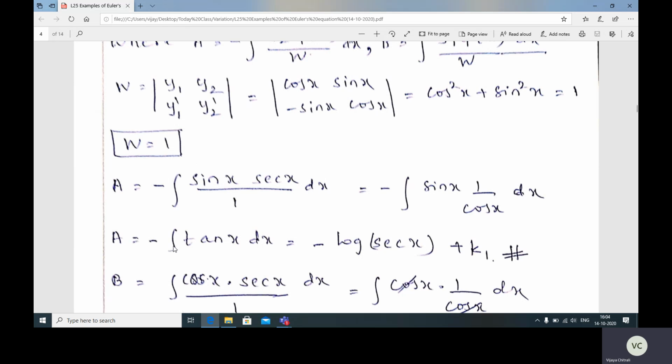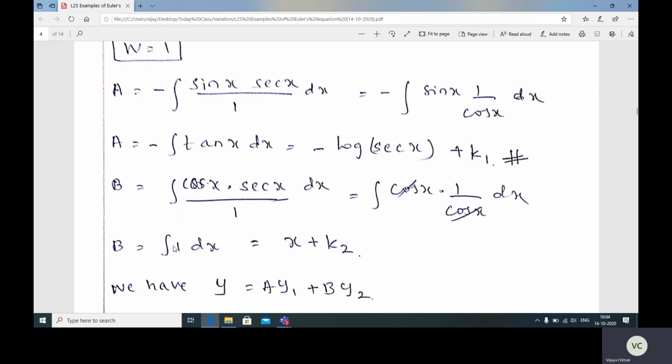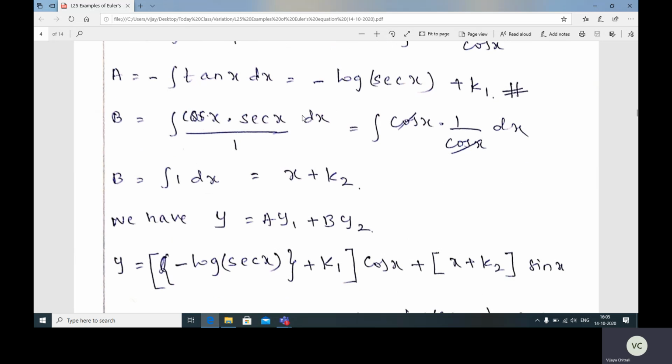So this is A. Now find B. So B is the integral of y1 phi of x. y1 is cos x, phi of x is sec x, and W is 1. And sec, we'll write this as 1 upon cos. So cos gets cancelled. The integration of 1 dx is x plus an integration constant. Already we have taken K1, so take this constant as K2.